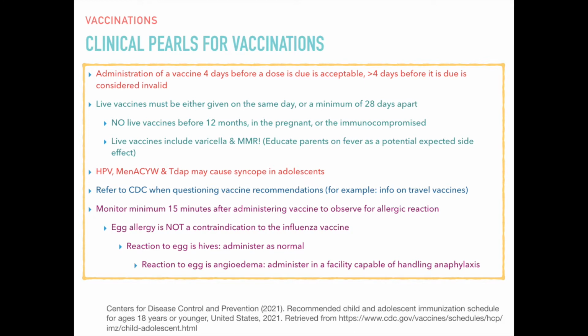So we don't know how they're going to respond or if they're immunocompromised, because also no live vaccines should be permitted in the immunocompromised population and then also in the pregnant population. So live vaccines, those include the varicella and the MMR. And also an important point here is that because those vaccines are live, they might cause a slight fever, which is a possible expected side effect, and we just want to educate our parents on this in case it does occur.